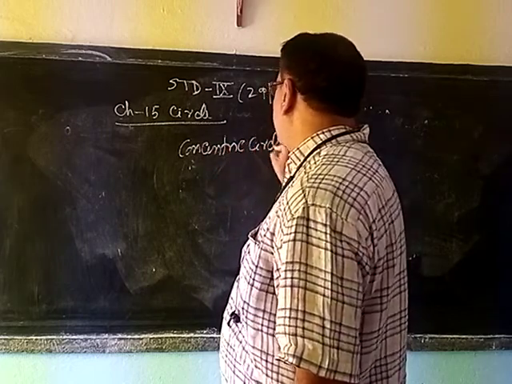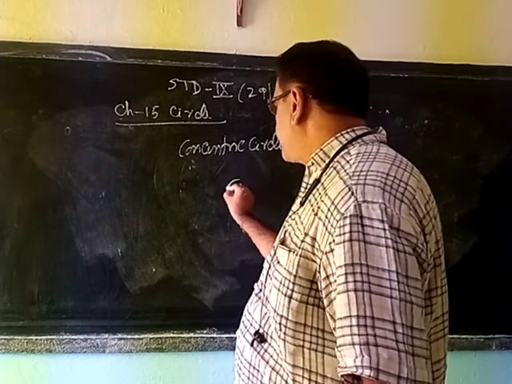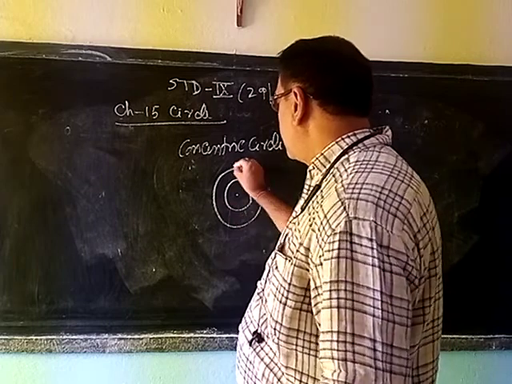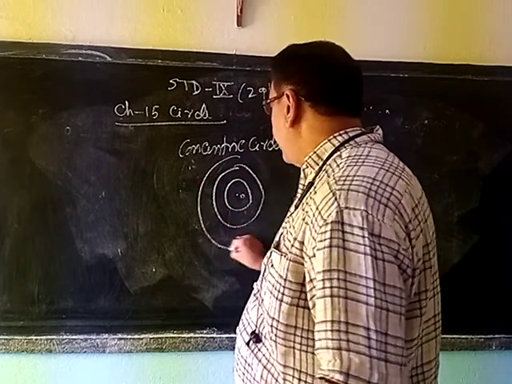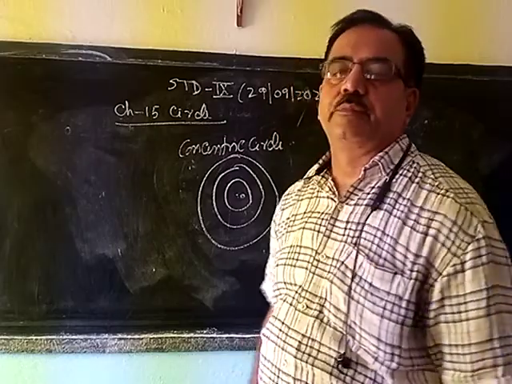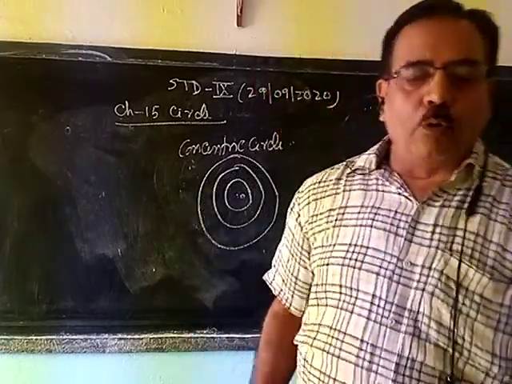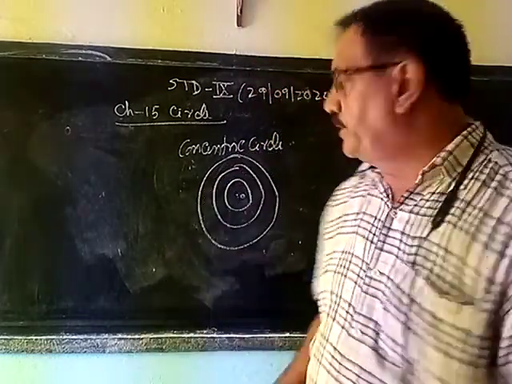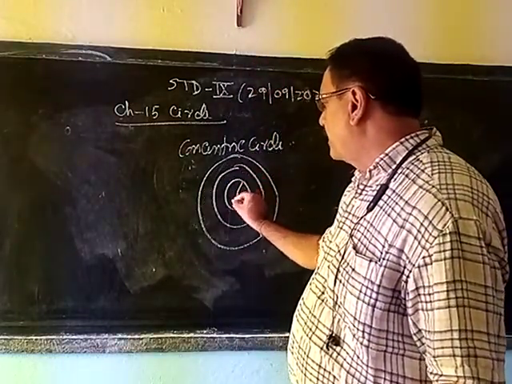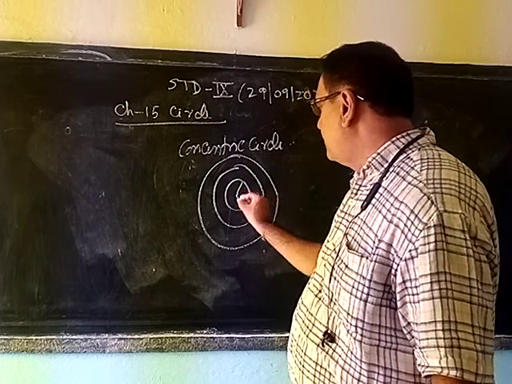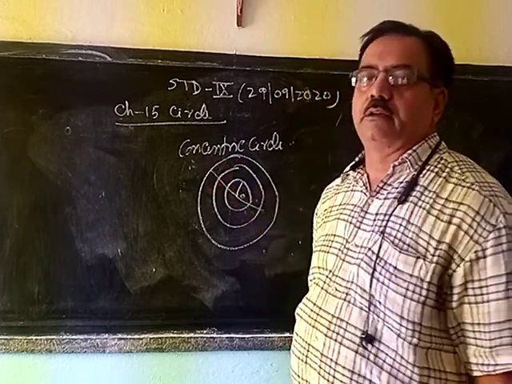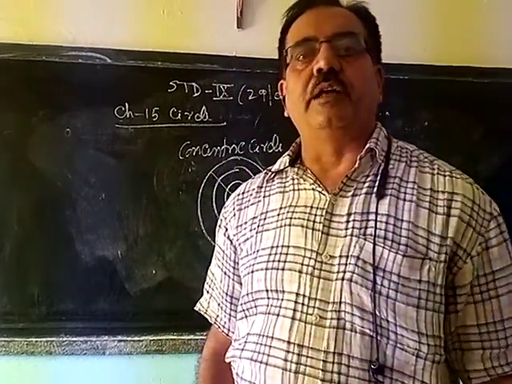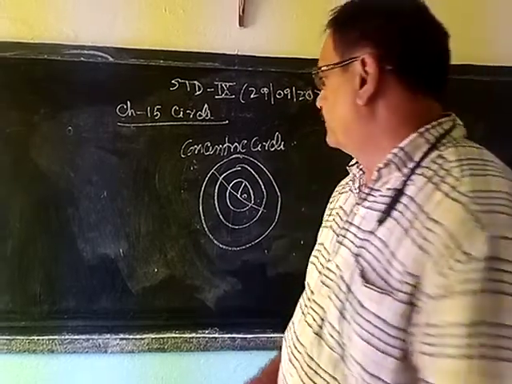Concentric circle. See, this is one circle centering O, another circle centering O, another circle centering O. So, more than one circle having the same center. Of course, the radius will be different. This is the radius of this circle, this is the radius of this circle, and this is the radius of the outer circle. So, if more than one circle has the same center, then it is known as concentric circles.